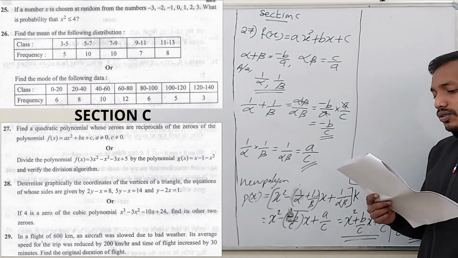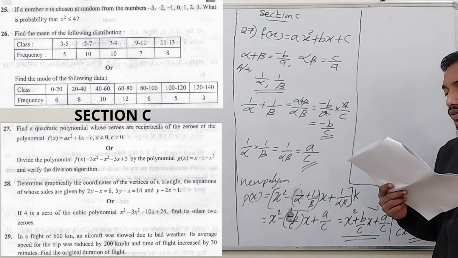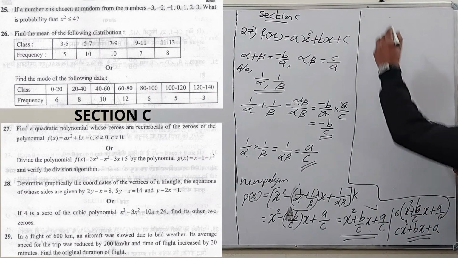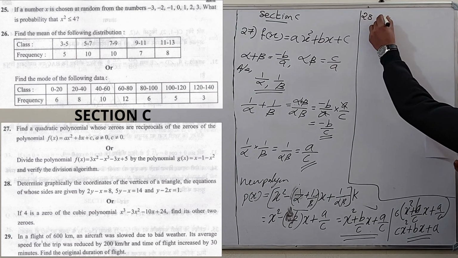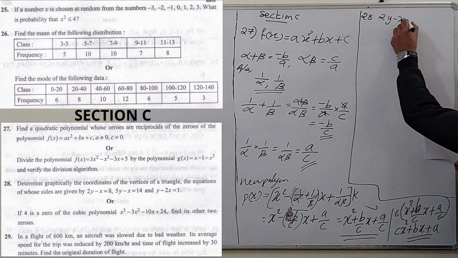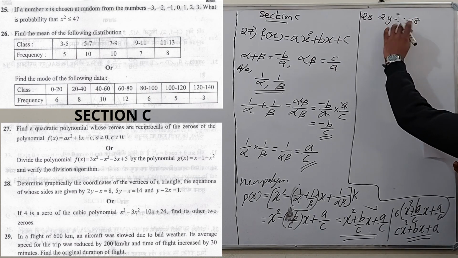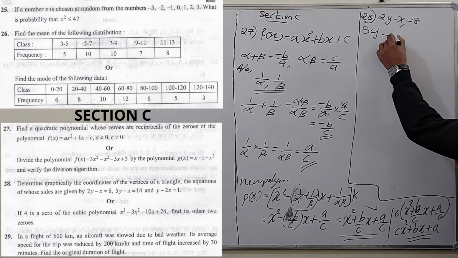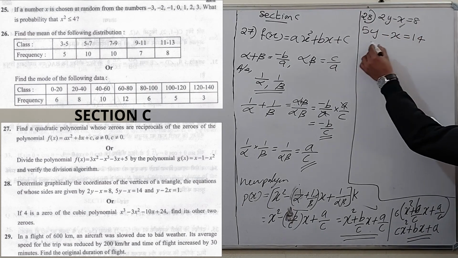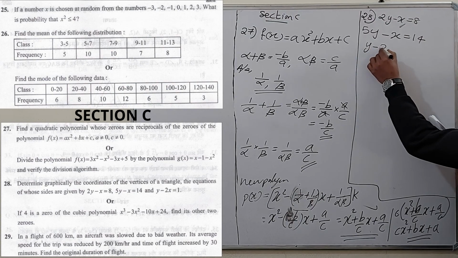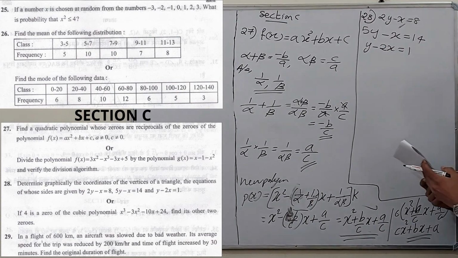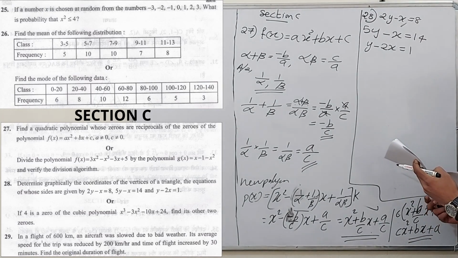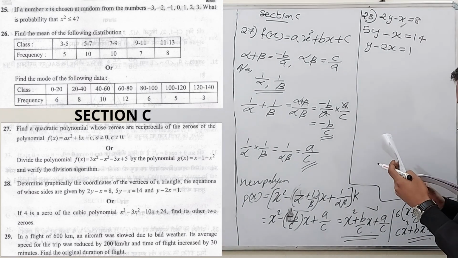Now the next question, question number 28: determine graphically the coordinates of the vertices of the triangle whose sides are given by the equations 2y minus x equal to 8, then the second equation 5y minus x equal to 14, and the third equation y minus 2x equal to 1. There are three equations given. We have to find the graph of the triangle formed by these three lines.